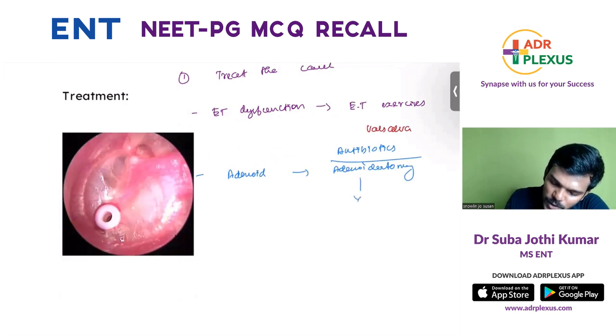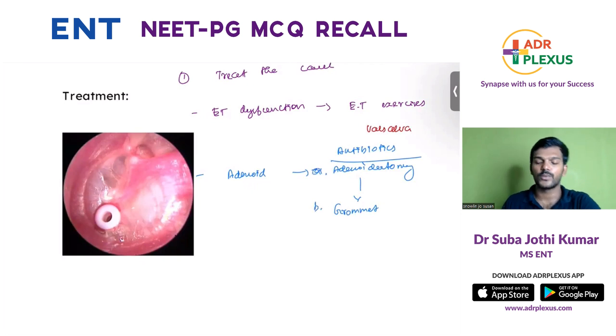Adenoidectomy should be associated with grommet insertion. See here, if this child is having adenoid hypertrophy associated with serous otitis media, you should do adenoidectomy as well as grommet insertion. Clear? So those should be the two treatment protocols for a child having serous otitis media due to adenoid hypertrophy. Clear? Yes.